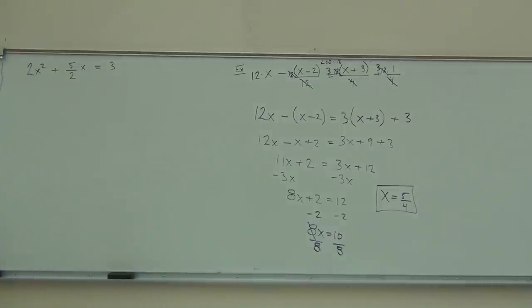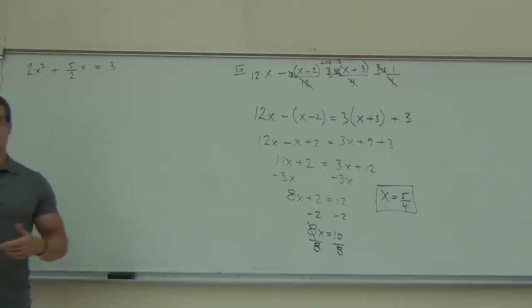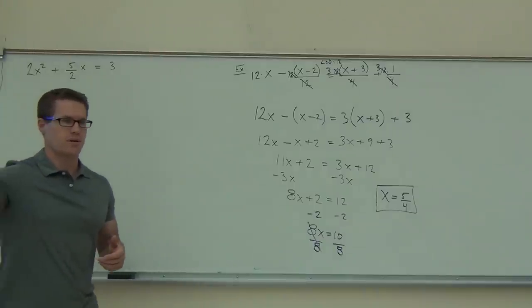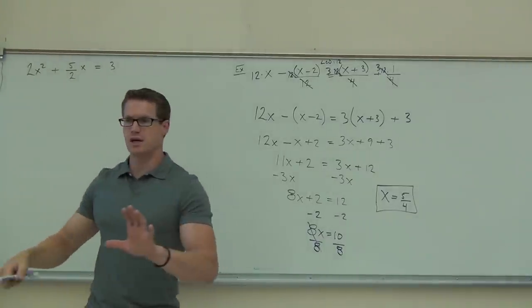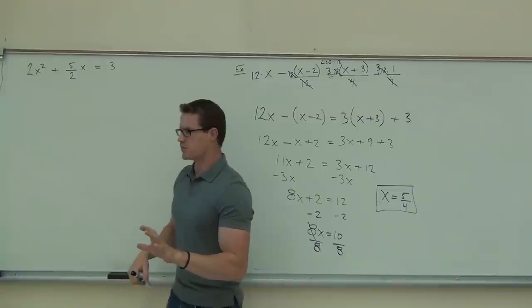Tell me what you know about this problem. Tell me a couple things about it. The square is important. We know the square is important. That means eventually we're going to get everything to one side. Tell me another thing you see about this problem.